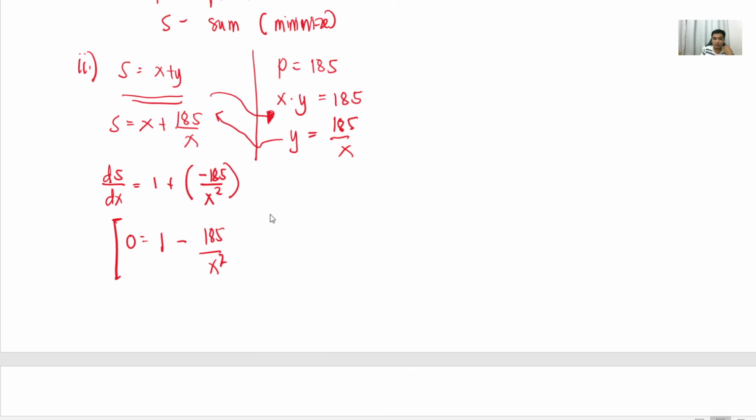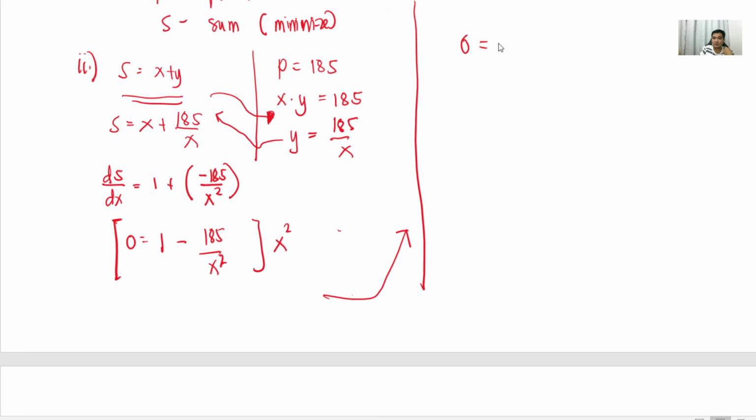Pwede ko siguro munang i-multiply lahat by x squared para matanggal tong denominator dito. Then, it will give us, dito na lang sa right ha. Okay, tuloy natin doon. So, magiging x squared times 0, that is 0, equals x squared times 1, that is x squared, and then x squared times negative 185 all over x squared, na-cancel sa x squared, it will give you negative 185. Tama ba? Okay?